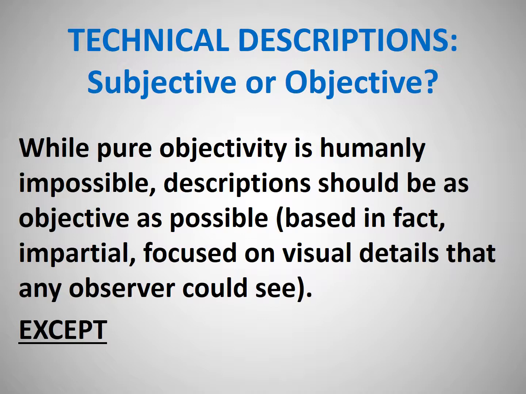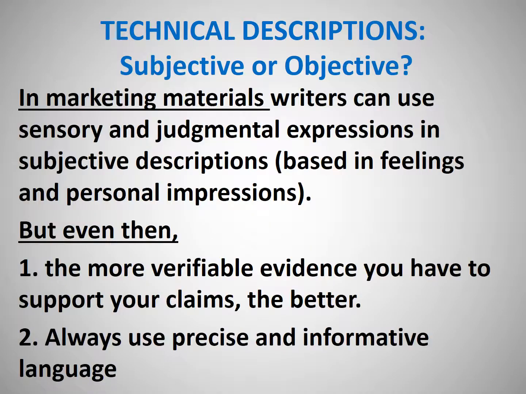All right? Now, there is an exception to that rule. And that exception has to do with marketing and the whole area of trying to describe a product or a process in order to sell it to someone. All right? Selling is not an objective process. All right? There's going to be subjectivity involved. What kind of subjectivity in marketing?